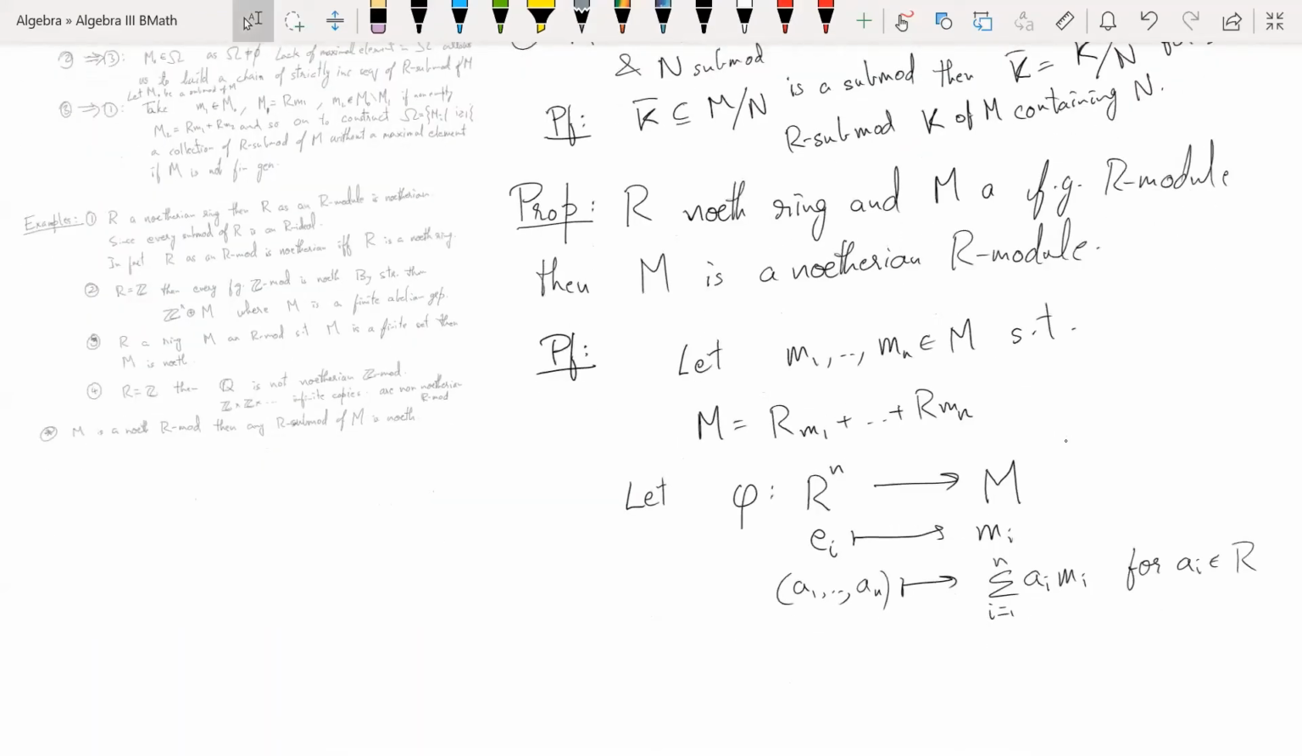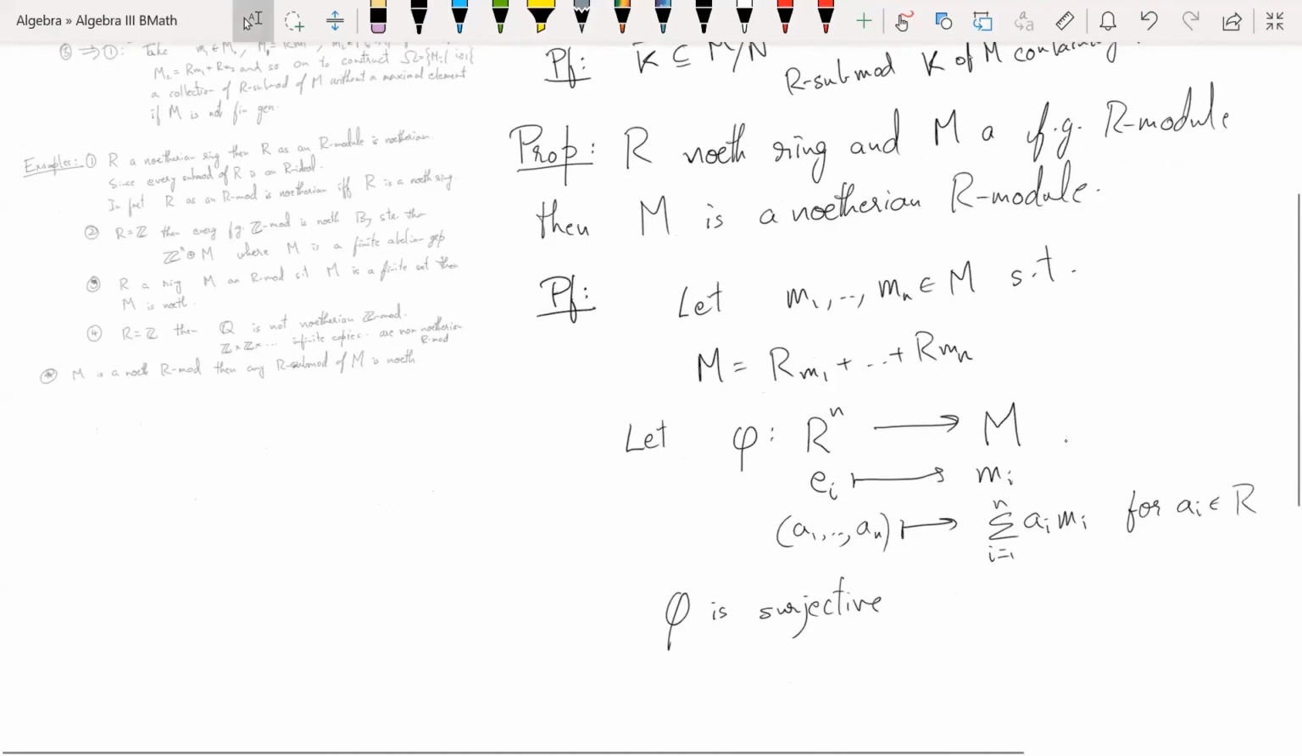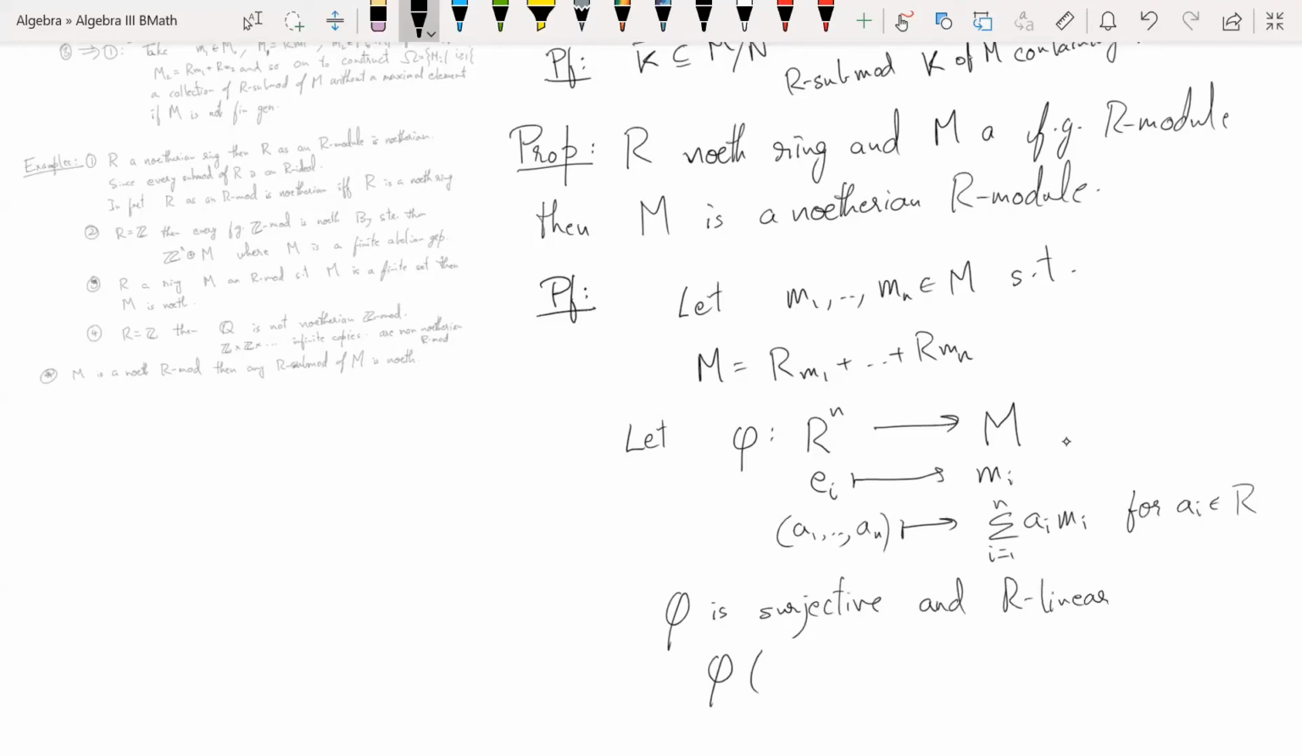By the fact that M is finitely generated, this tells you that phi is surjective. The map is obviously well defined because I'm defining it in terms of this n-tuple of elements in R. Phi is surjective, and one has to check that it is R linear. Surjective is clear, and for R linear, you just make this observation.